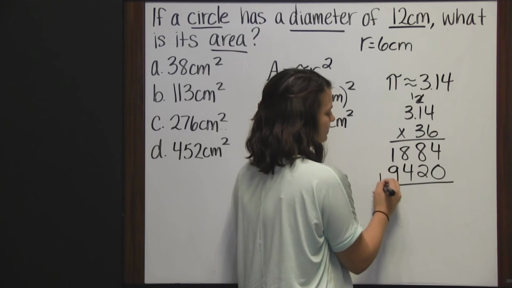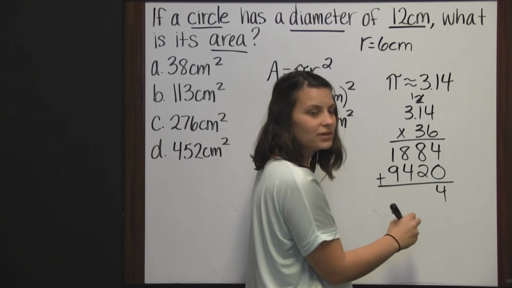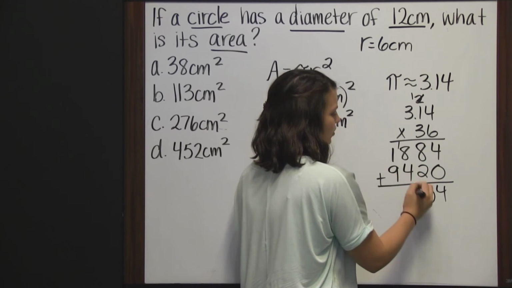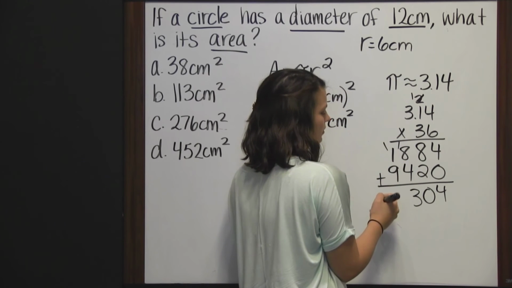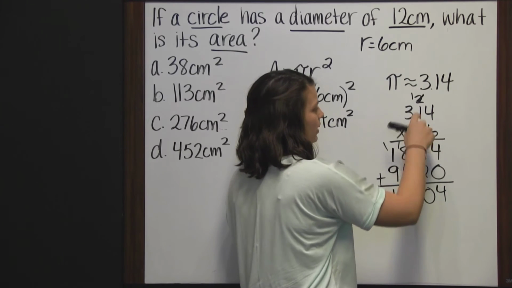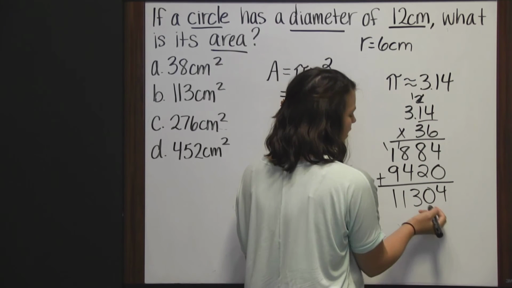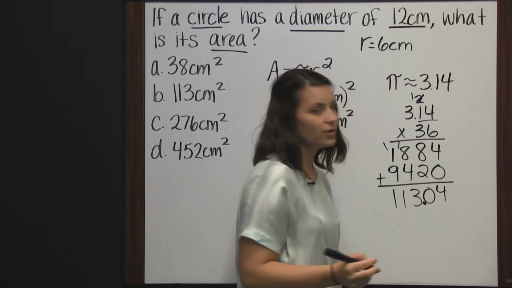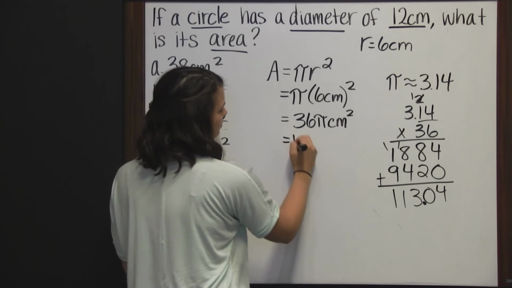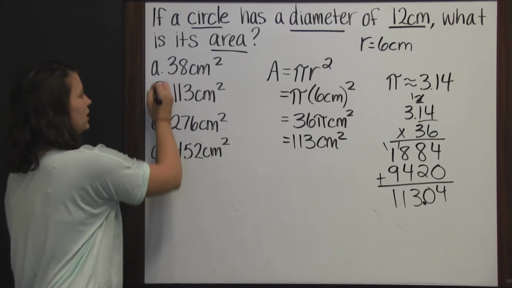Now add these up. 4 plus 0 is 4. 8 plus 2 is 10. Write the 0, carry the 1. 8, 9 plus 4 is 13. Write the 3, carry the 1. 9, 10, 11. Now, we have two numbers behind the decimal place in the numbers we multiplied together, so that means our product must also have two numbers behind the decimal place. So our answer would be 113.04 centimeters squared, which is answer choice B.